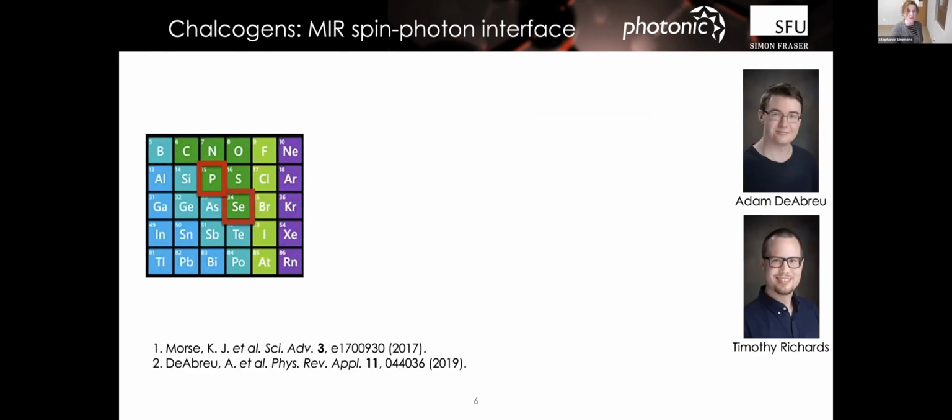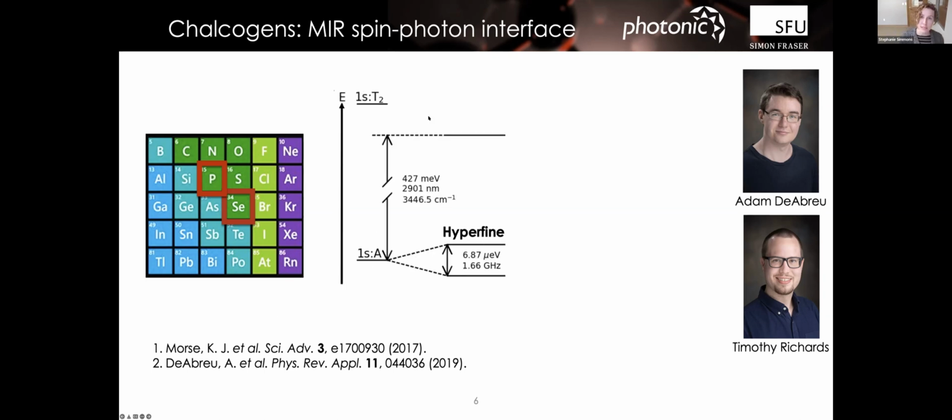So when I started at SFU, I started taking a look at neighbors to the phosphorus atom to try and deduce what kind of spin photon interfaces could exist, and just kind of bending the axiom around telecom for a minute. We did find them. Selenium was great. It has an internal orbital transition, which gave us a relatively strong mid-infrared transition that you could use as a spin photon interface.